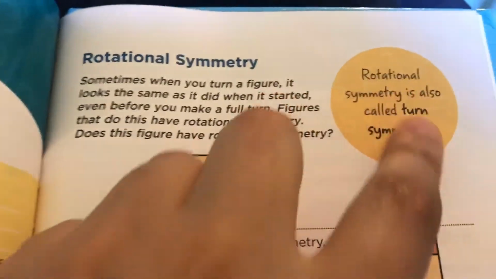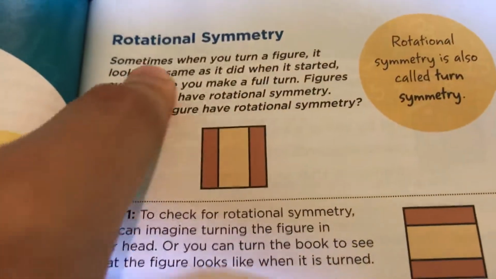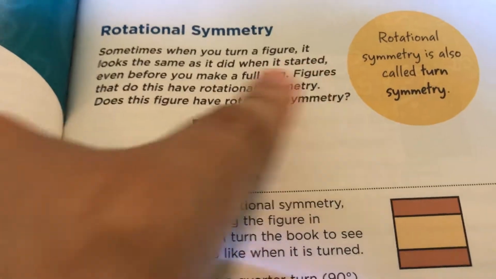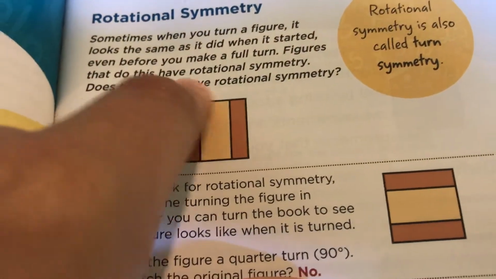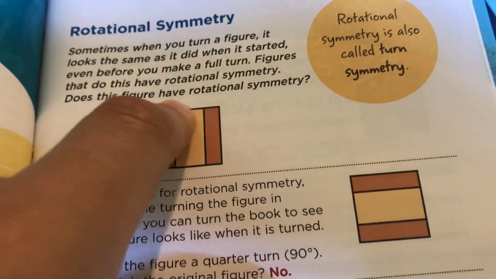Rotational symmetry. Rotational symmetry is also called turn symmetry. Sometimes when you turn a figure, it looks the same as it did when it started, even before you make a full turn. Figures that do have this have rotational symmetry. Does this figure have rotational symmetry?